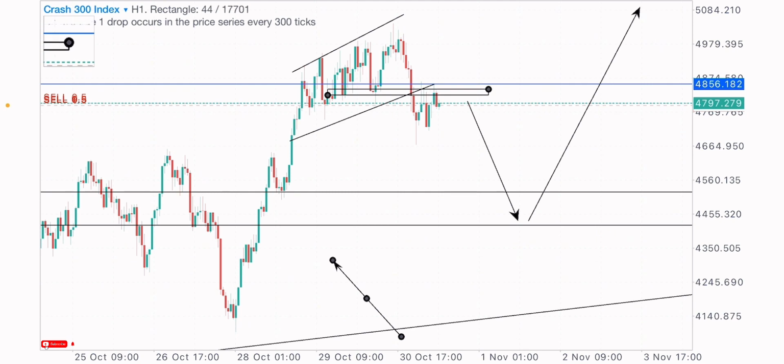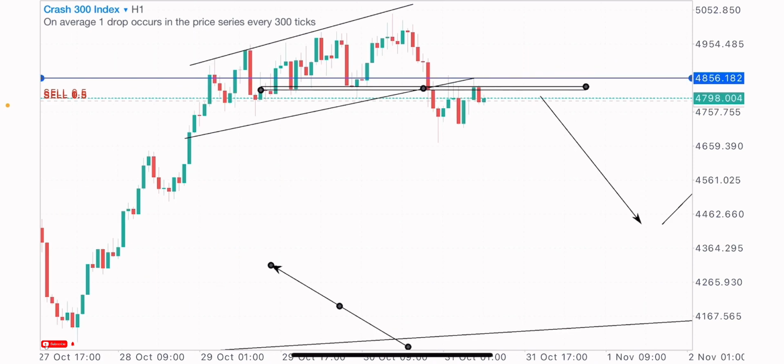And I will give you guys an update on how this trade played out. I would be holding this trade and I will take more sell entries if I get more confirmations on this index because I'm expecting the sales.